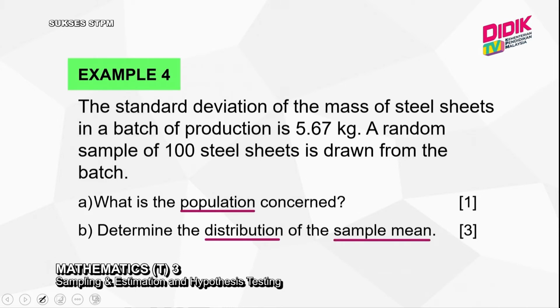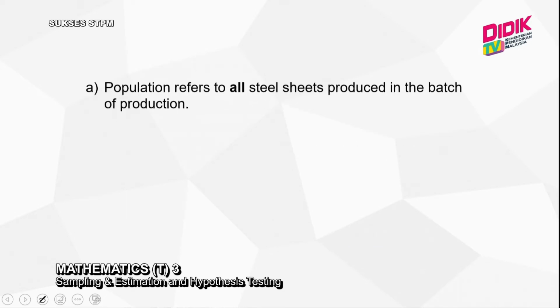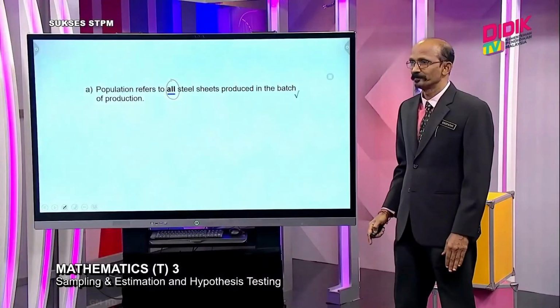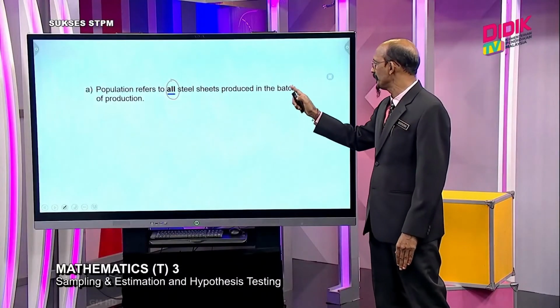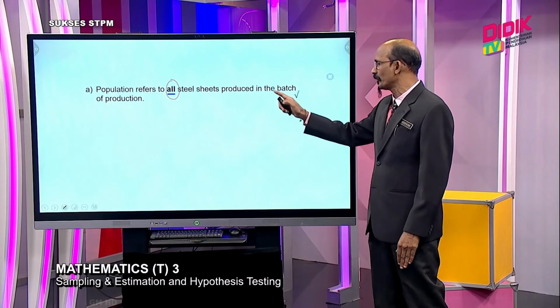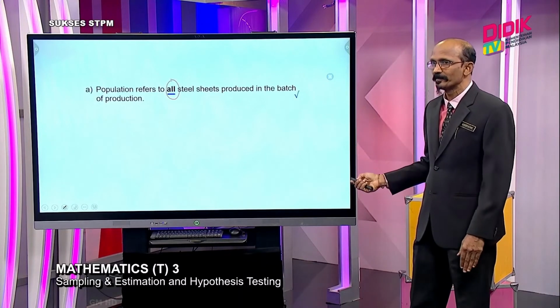What is the population? As I mentioned earlier, you define it: population refers to all steel sheets produced in the batch of production. You can only obtain this mark if the word all is seen. If no all, you cannot get this mark. If you write population refers to steel sheets produced in the batch of production, you won't get that 1 mark.